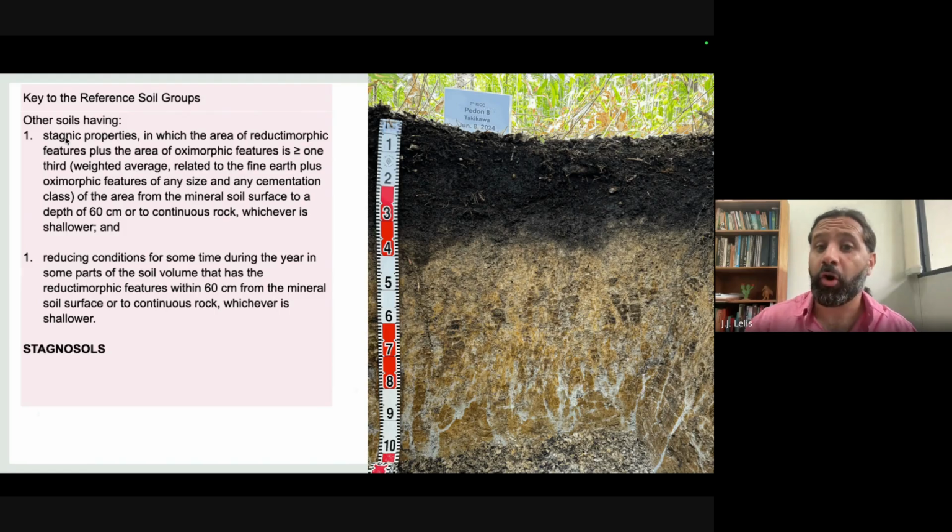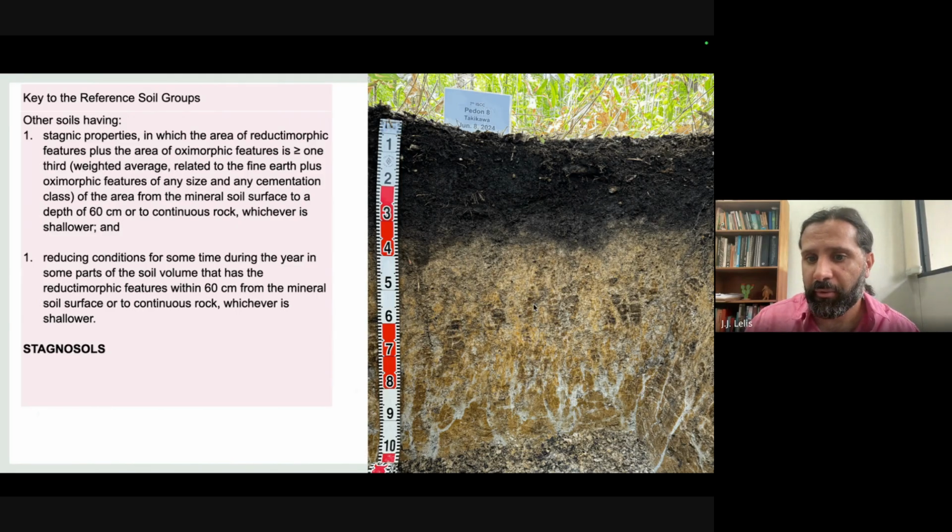And we already know what are stagnant properties. Stagnant properties are those properties that are expressing the limited water percolation through a horizon. Okay, so we have, for example, a heavy rain, and this heavy rain induced some water percolation through the A horizon and also the B horizon.